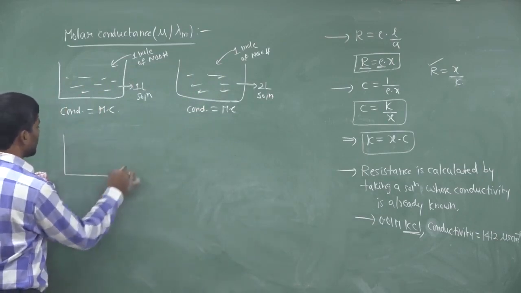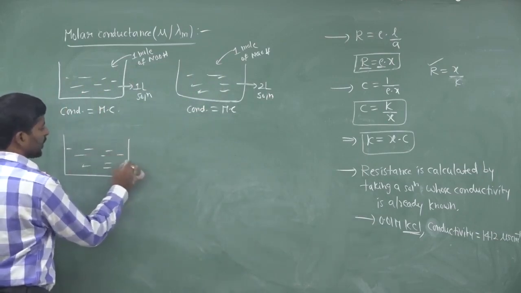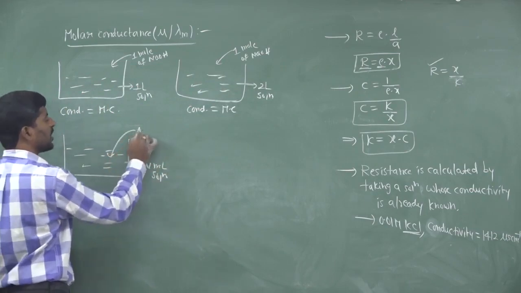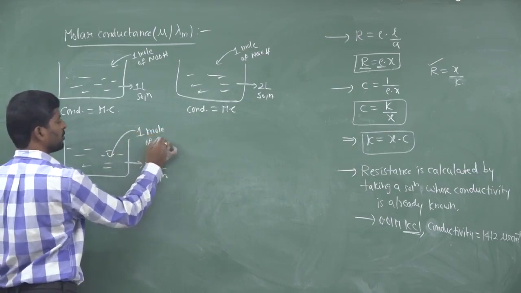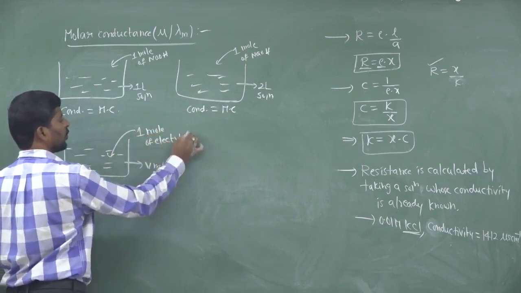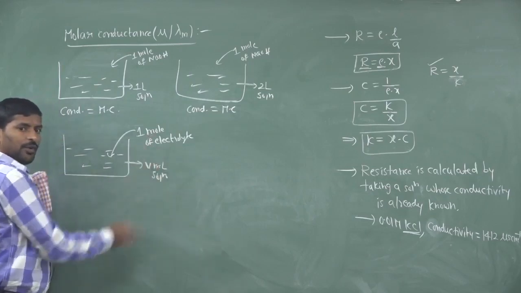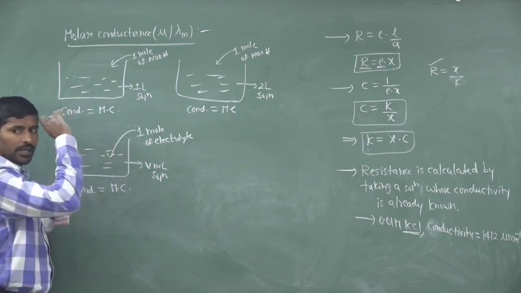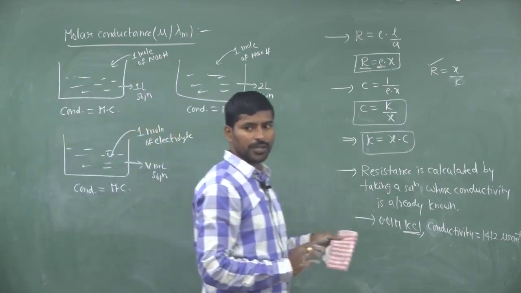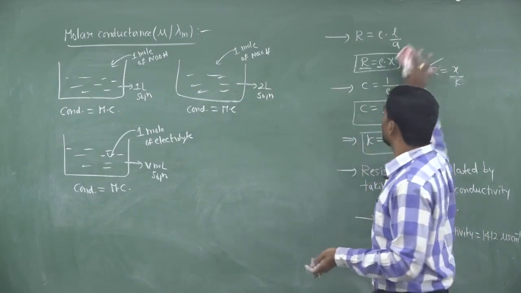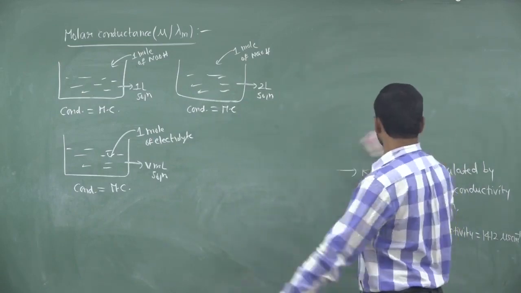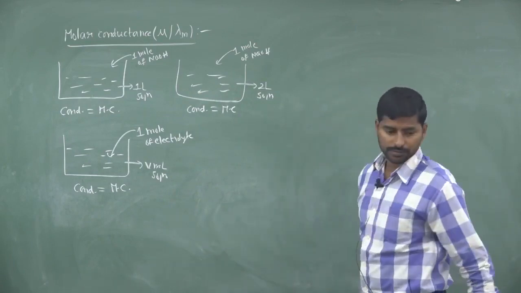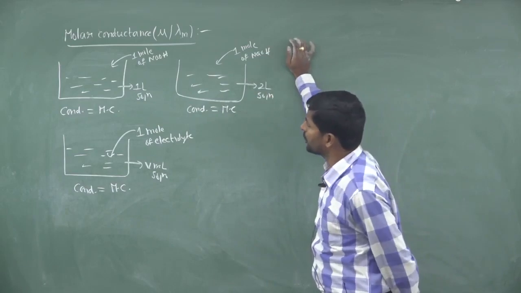So in general, for example, we have V mL of solution containing 1 mole of electrolyte. The conductance shown by this solution is called molar conductance. Whatever may be the volume of solution, if it contains 1 mole of electrolyte, it is called molar conductance. If it is over, then write the definition. First you write this.